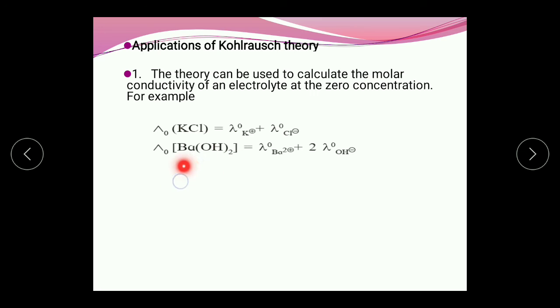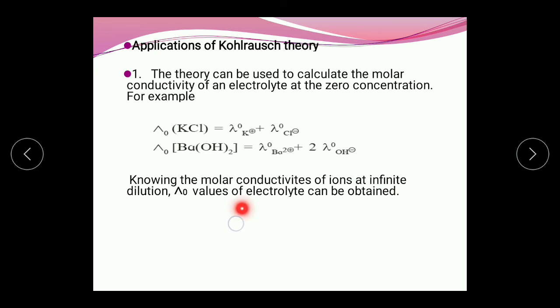But suppose we take the example of Ba(OH)2. Now the factors n plus and n minus come in. Lambda 0 of Ba 2 plus ions and lambda 0 of OH minus ions, but 2 OH are there, hence we have to multiply by 2. So first and most important, write down the dissociation equation as we learned in ionic equilibrium. Ba(OH)2 dissociates as Ba 2 plus plus 2 OH minus, and then we can write this equation. Understood? This is the first application. By knowing the molar conductivities of ions at infinite dilution, lambda 0 values of an electrolyte can be easily obtained.